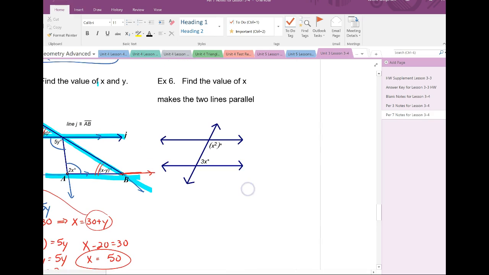I'm just finishing up the last two problems on your homework, on the notes. So I just want to make sure we had those.